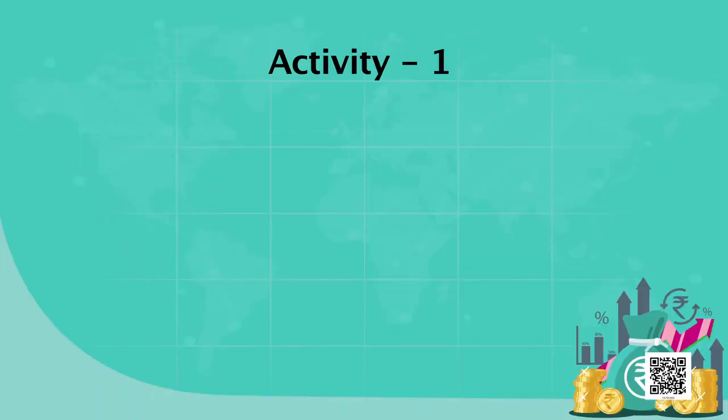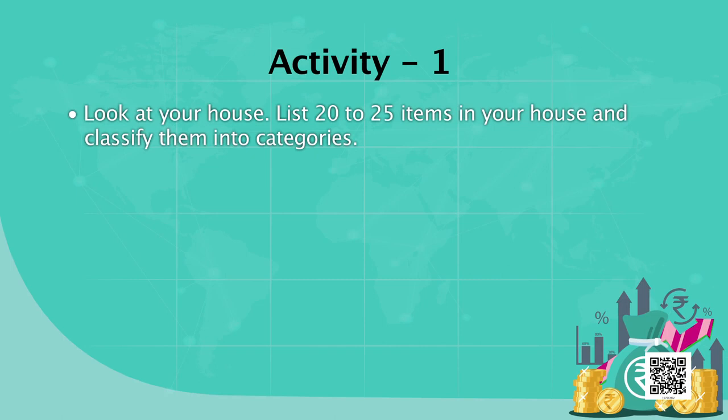Before I start the explanation, let me give you a simple activity. Imagine that you are in the house right now, and just list some 20 to 25 items that are there in your house. I'll give you 2 minutes, just list them out and make a classification. Can you do that? Yes, of course. Let us take 1 minute. Just list out all the items in your house. You can just look around and list those items.